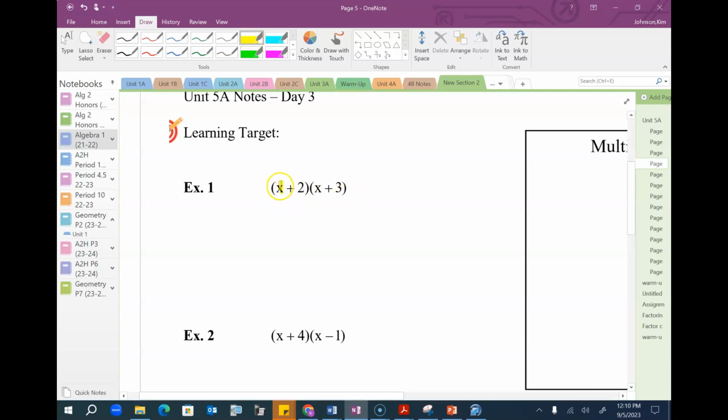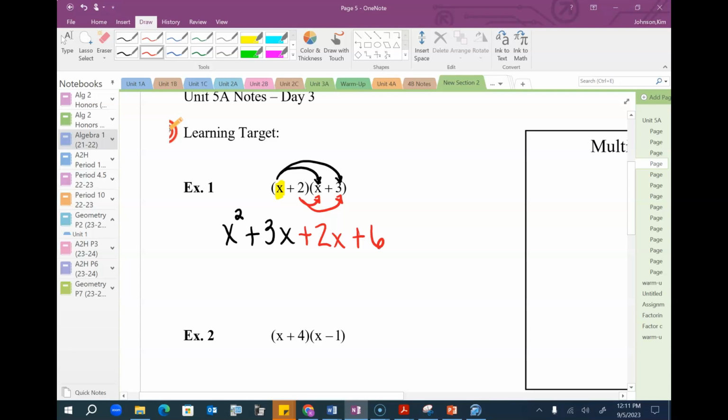Okay, the first thing we want to do is we want to distribute this x to both terms in the second parentheses. So we're going to do x times x, that's x squared, and then x times 3, which is 3x. So plus 3x. Then we can go ahead and distribute the 2. 2 times x is 2x. 2 times 3 is 6.